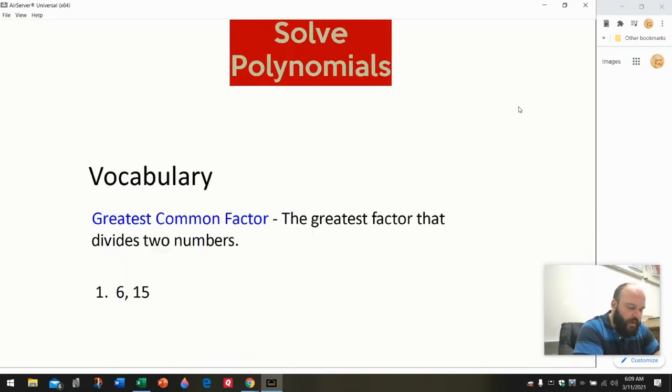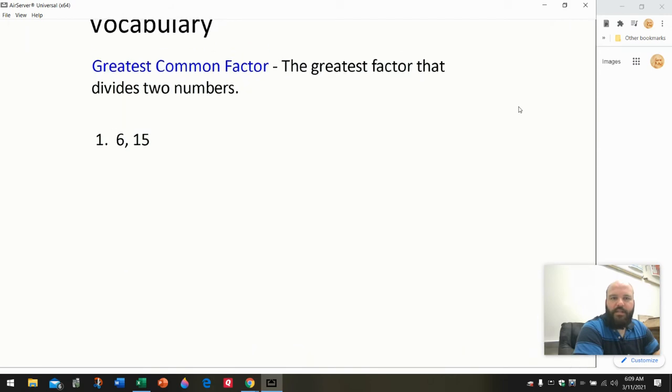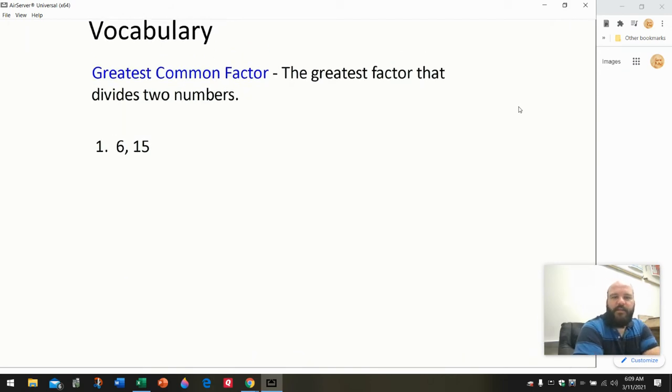So let's start with just a quick review of what a GCF is. A GCF is called the greatest common factor. And recall that a factor is a number, or in this case, you'll soon see variables, that will divide into the original number or expression that you have. So you can see I have two numbers here, 6 and 15. We want to come up with the biggest number, because it's saying greatest, that will divide into both of those.